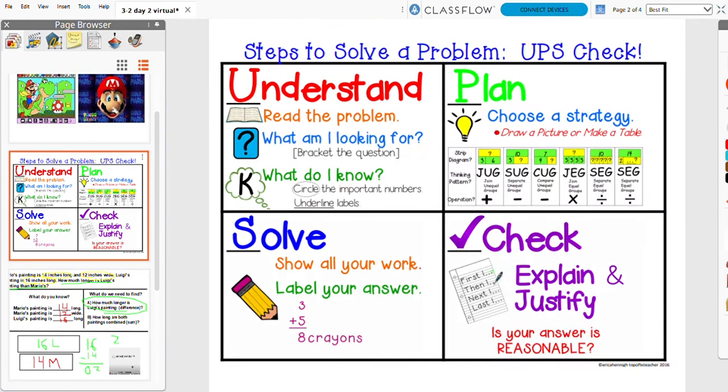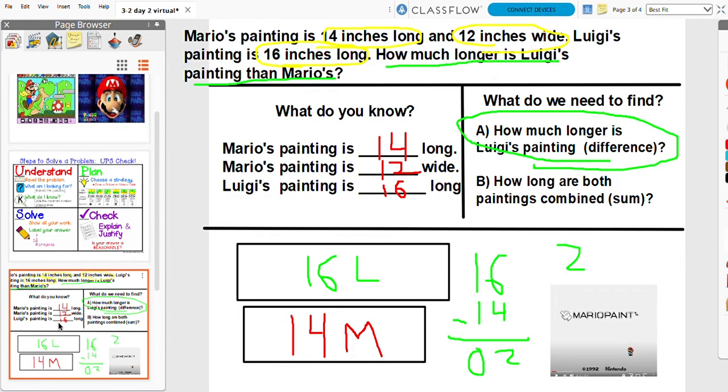Justify and explain. So we've understood the problem. We've planned it out. We solved it. Let's justify and explain. How much longer is Luigi's painting than Mario? 2. Is that how we say measurement? We need to have a label on that, right? 2 inches.